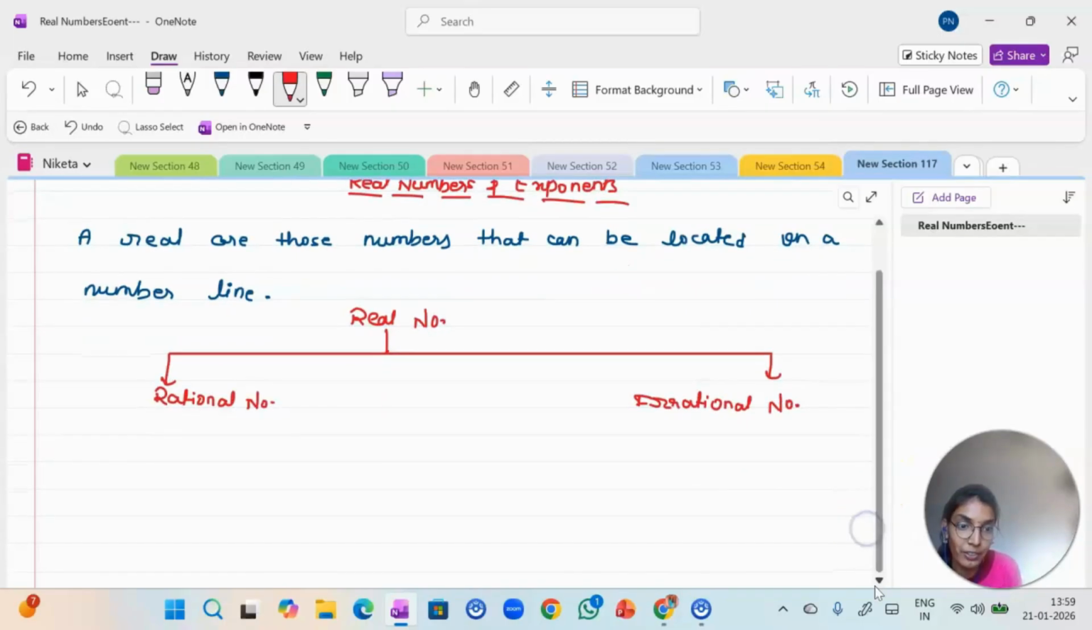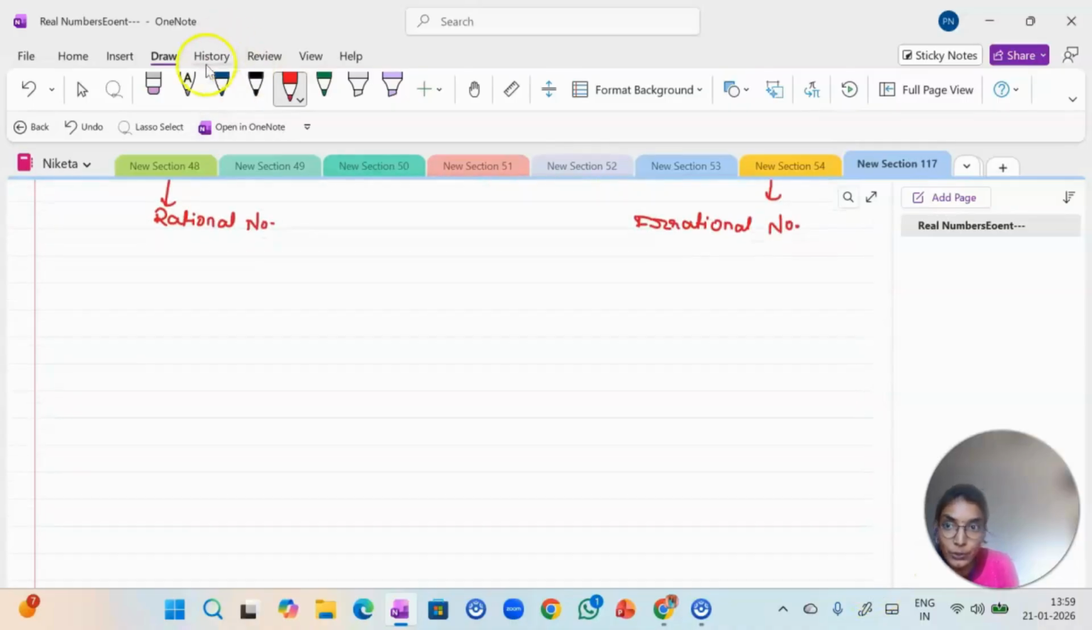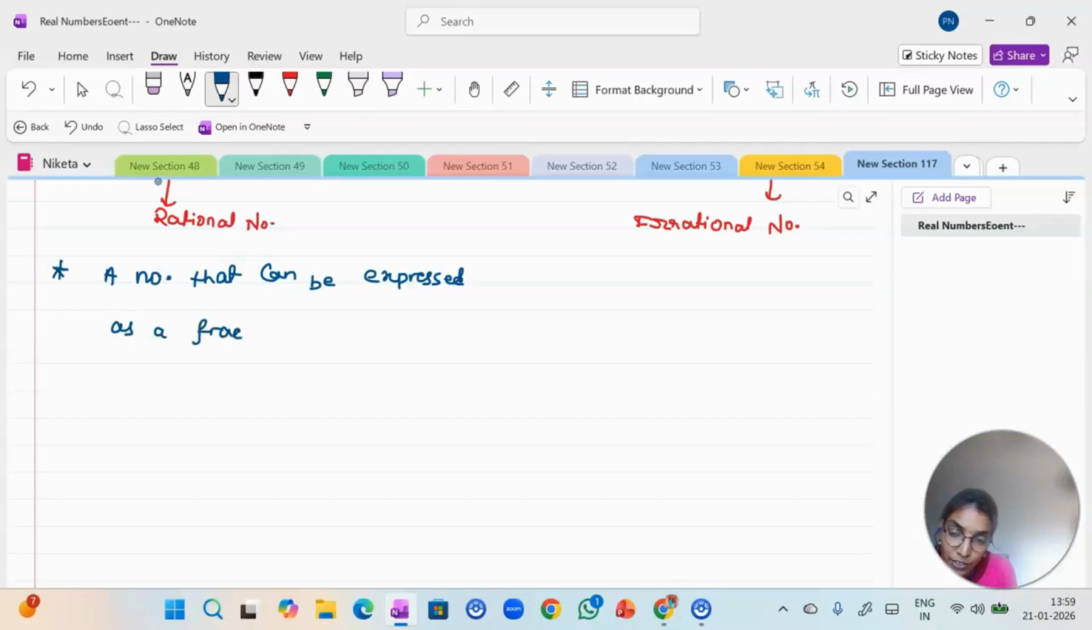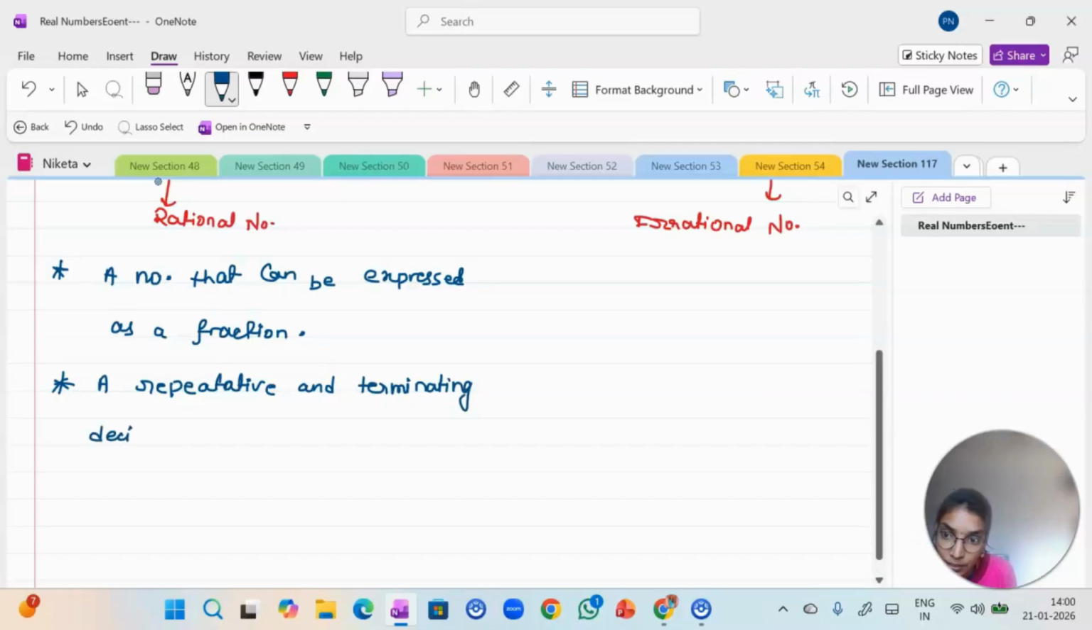So if we talk about a rational number, a rational number is a number that can be expressed as a fraction. So fractions are examples of rational numbers. The second thing is that repetitive and terminating decimals are also called rational numbers.